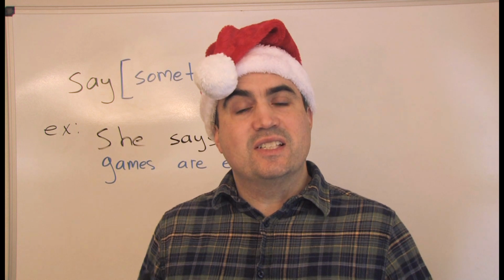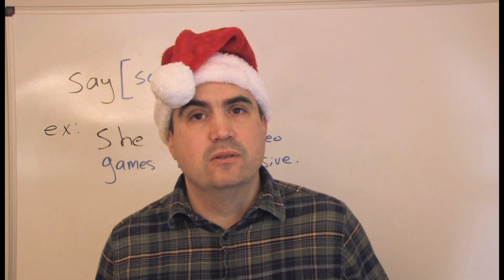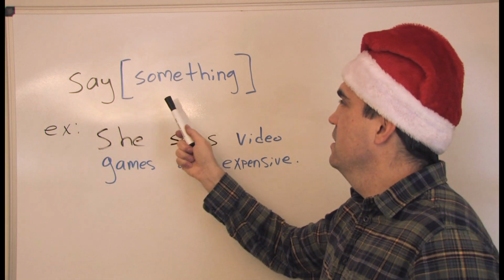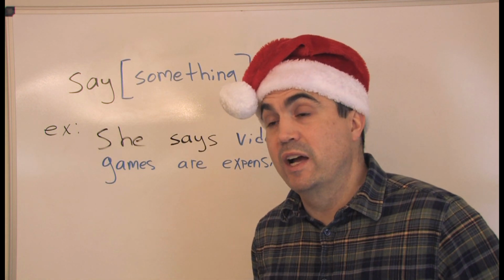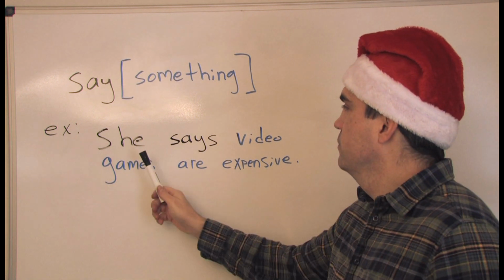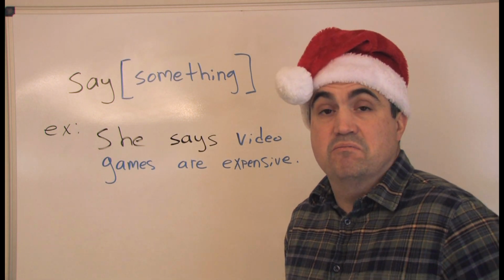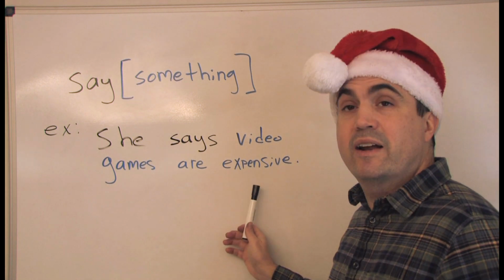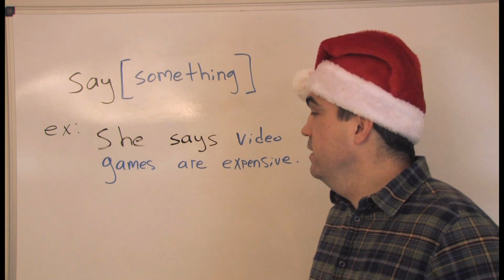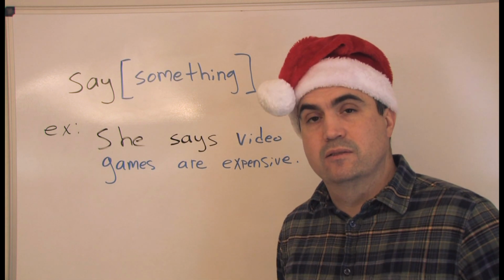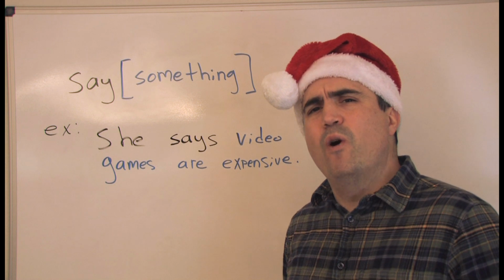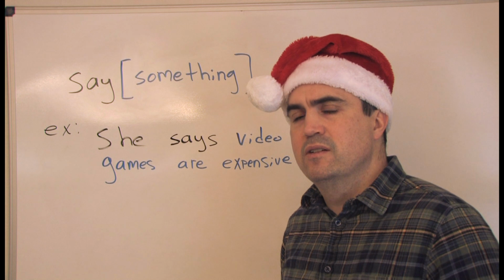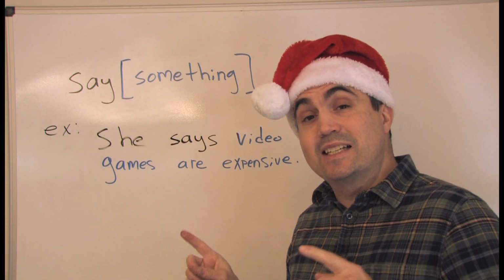Okay, let's start with say, and let's keep it simple. So with say, we're going to say something, right? For example, she says what? She says video games are expensive, right? So she says something. Now, what if we want to add a person or an audience? Let's look at that in the next example.